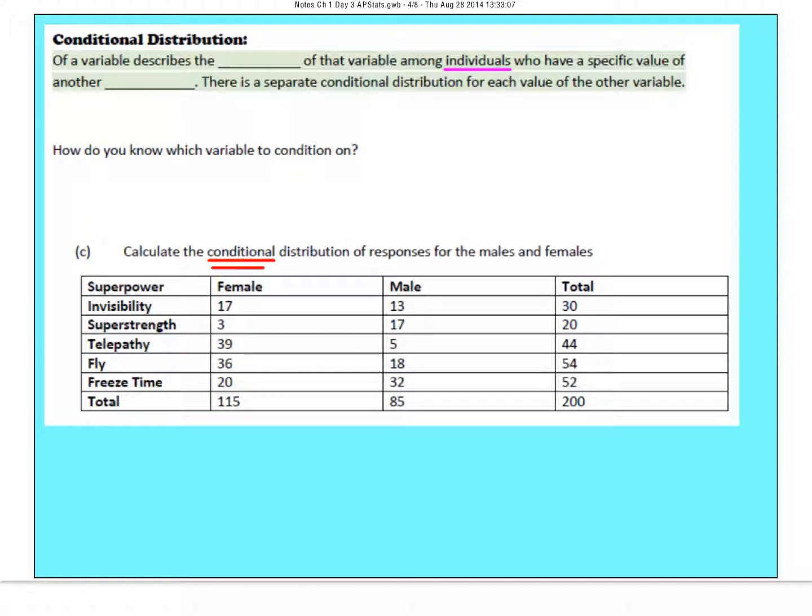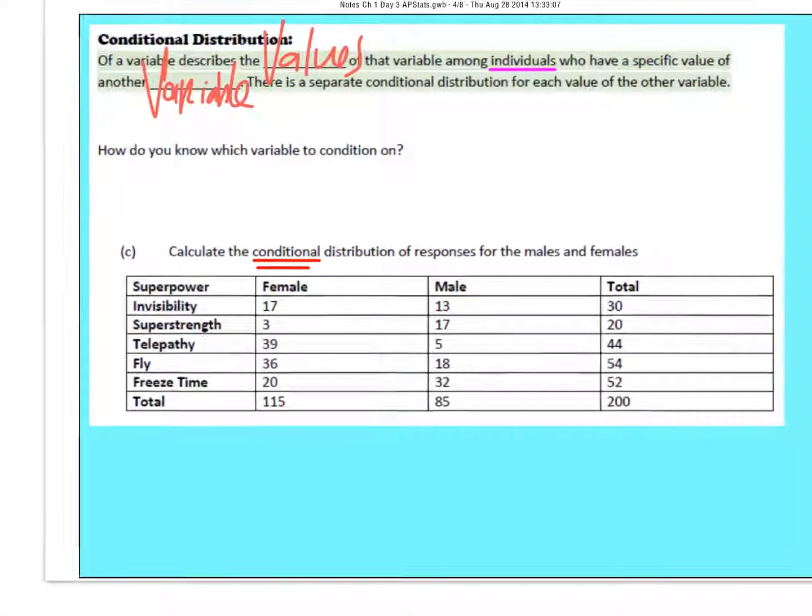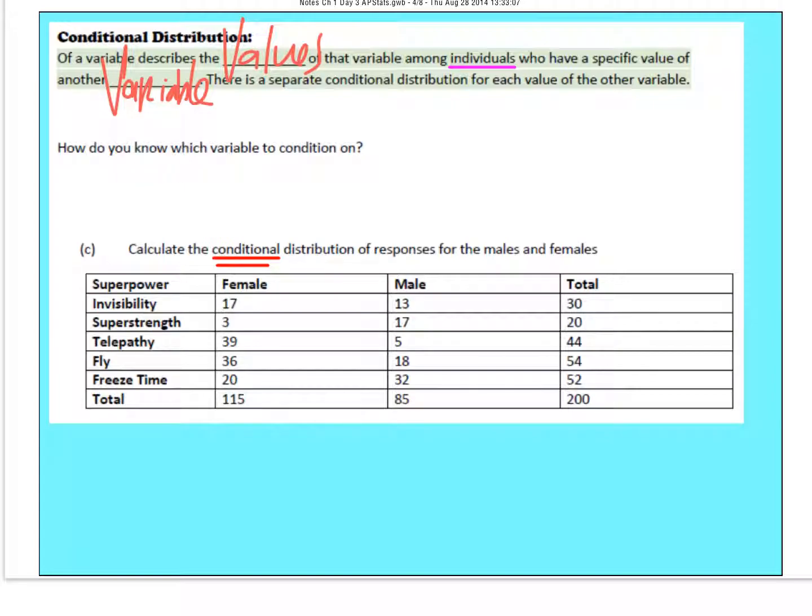So if we formally define conditional distribution, it is a distribution of a variable that describes the values of that variable among individuals who have a specific value of another variable. So there is a separate conditional distribution for each value of that other variable. This is actually a little confusing in terms of the vocab. I think the easiest way to figure this out is to think about how do you know which value or variable to actually condition on. And the easiest way to figure this out is just to look at the wording.